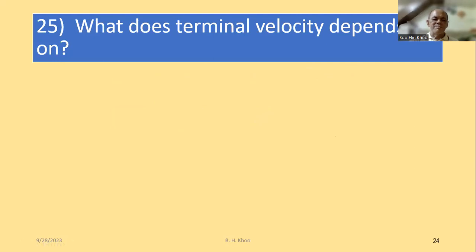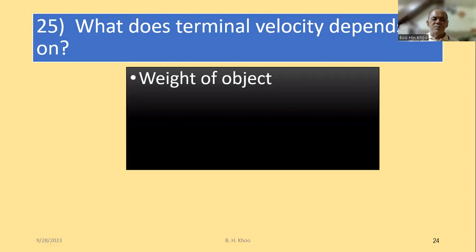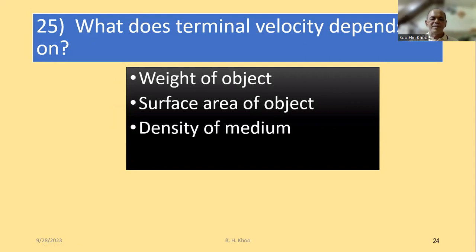What does terminal velocity depend on? Weight of the object, surface area of the object, density of the medium. Right? If the medium is denser, then you achieve terminal velocity very, very fast. Surface area, that means greater area exposed to the increase of frictional force.